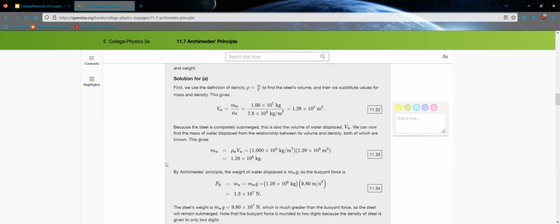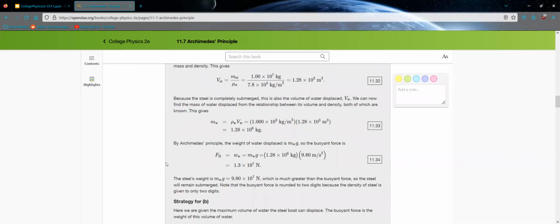So we can now find the mass of the water displaced from this relationship between its volume and density, which is given by the mass is the volume times the density, right? It's just a rearrangement of the equation we used for 11.32. The density of water is 1,000 kilograms per cubic meter. We know the volume of the cube, so therefore we know the volume of the water displaced, to give us a mass of 1.28 times 10⁶ kilograms. That's how heavy the water is that was displaced by this cube being dropped in it.